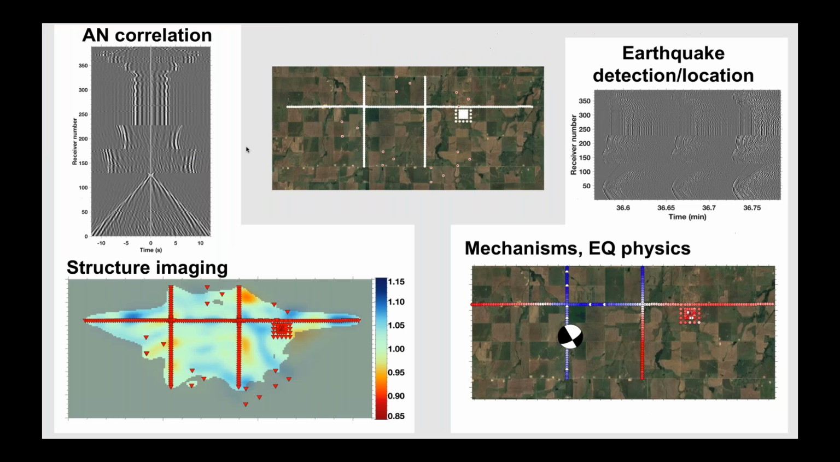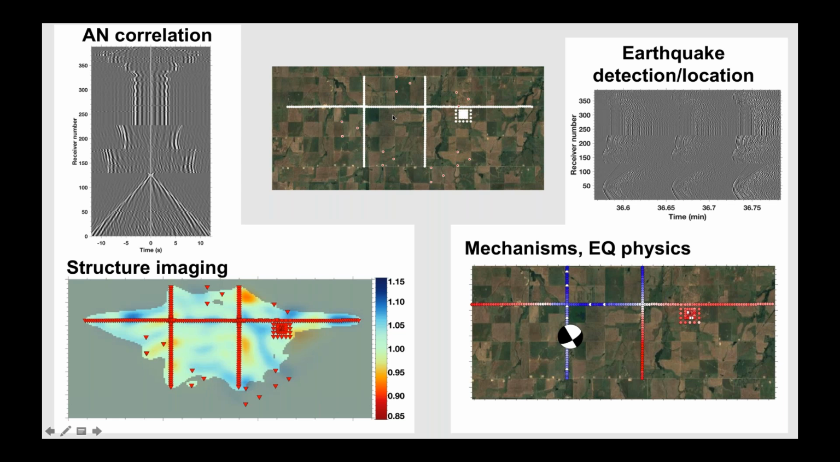To conclude my talk, I used this IRIS data set, which is a very interesting data set, and we can use it for earthquake detection and location, and we find very interesting earthquake sequences. We can also use the amplitude for mechanism estimation, and hopefully we can also use it to understand the physics of the induced seismicities.